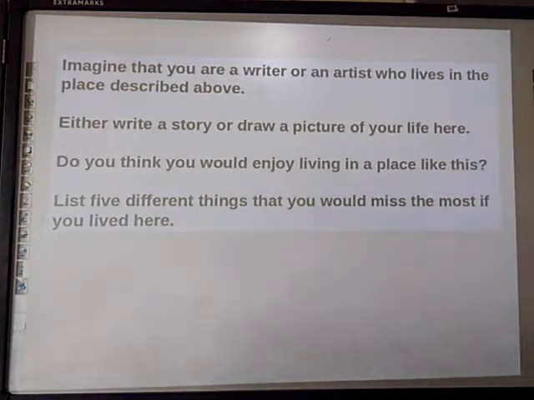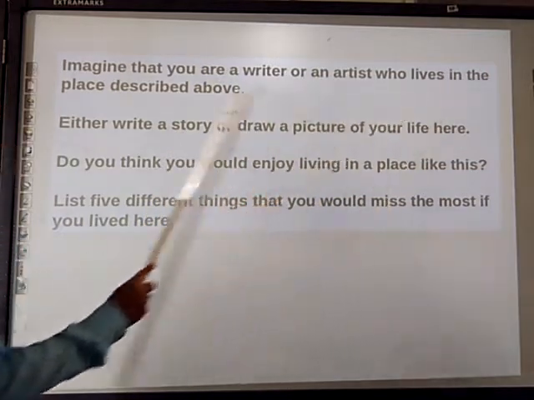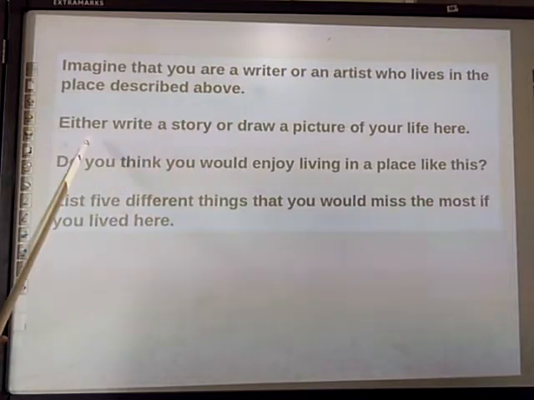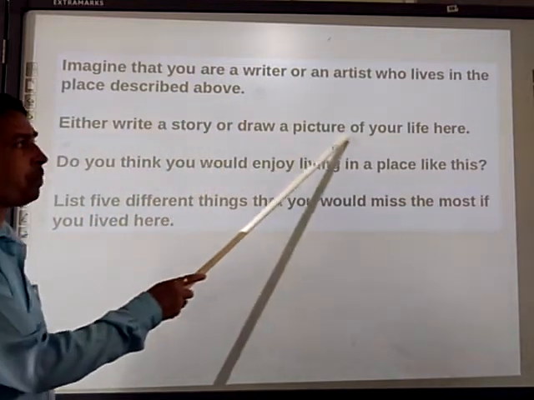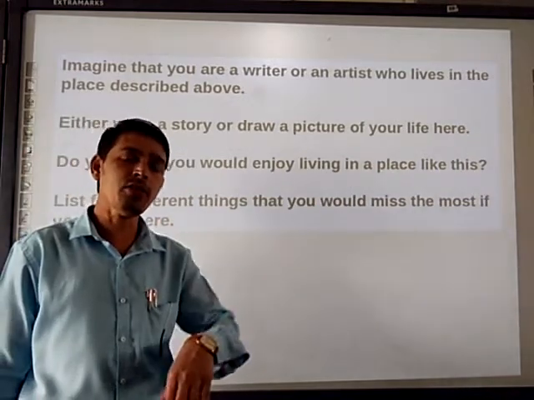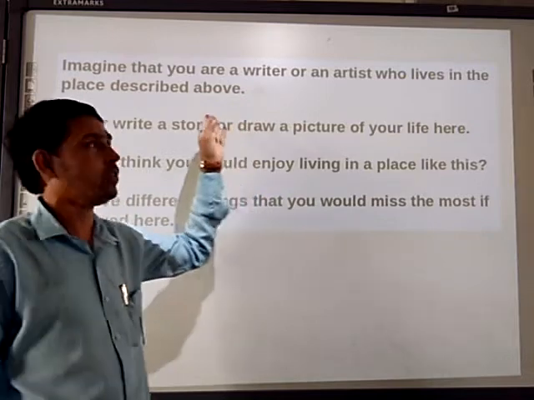This is the question for you. Imagine that you are a writer and an artist who lives in the place described above. You either write a story or draw a picture of your life here. You have to think that you are living there. So you can draw the picture, otherwise you can write a small story.